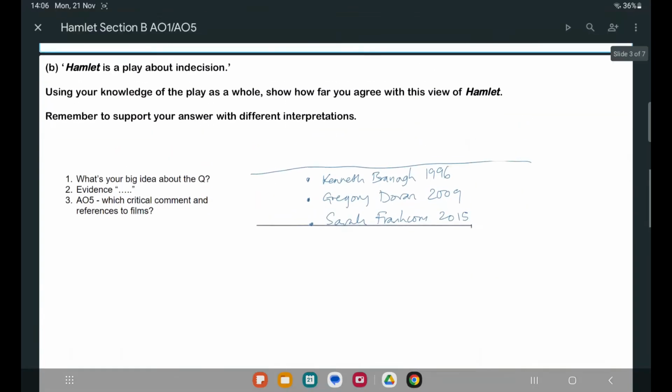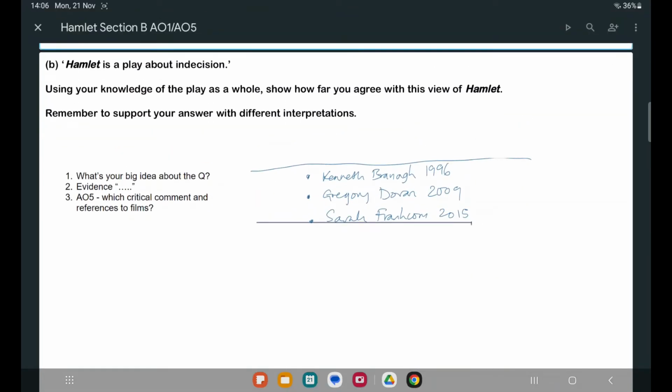All right, so in order to answer this question, I suppose what we're really thinking is, what's your big idea about the play and indecision? Do you agree or disagree? You can sketch out some ideas for that, but really I would already have an idea going into the exam about how I've thought about major themes like madness or revenge or indecision or indecisiveness, things like that. Again, you should already, as part of your revision, have short quotes such as "there's something rotten in the state of Denmark," or "murder most foul," things like this.